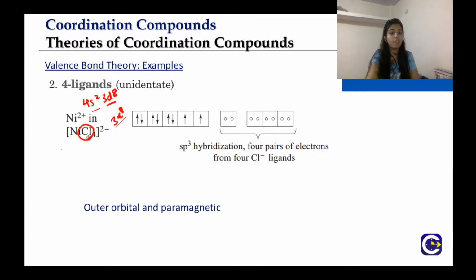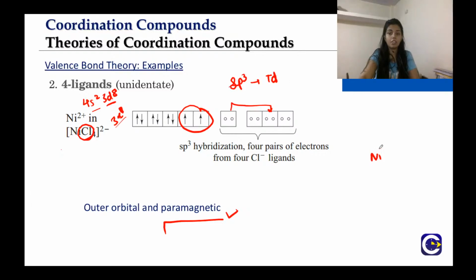Because Cl is a weak field ligand, it will not be able to pair up electrons. So we are left with only sp3 hybridization. Because of two unpaired electrons, it will be paramagnetic in nature. The hybridization will be sp3, which means it will have a tetrahedral geometry like this: nickel, Cl, Cl, Cl and then Cl. I hope it is clear.